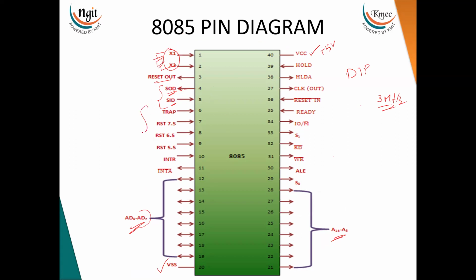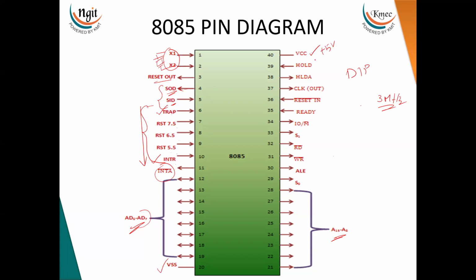Now coming to TRAP to INTR: there are 5 interrupts available in the microprocessor: TRAP, RST 7.5, 6.5 and 5.5, and INTR. TRAP has the highest priority and INTR has the lowest priority. The priority order is from top to bottom. After receiving the interrupt, the processor will send the acknowledgement signal by using INTA bar. The bar indicates an active low signal, so it will send INTA to the peripheral.